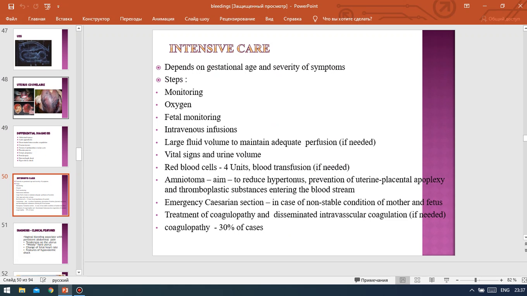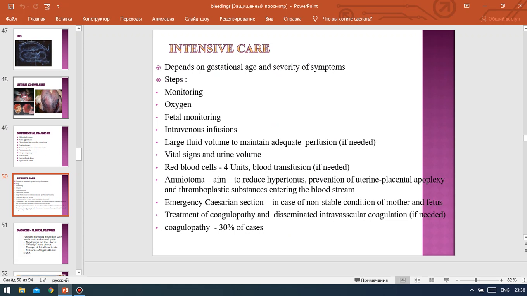Intensive care depends on gestational age and severity of symptoms. The first step: monitoring, oxygen, fetal monitoring, intravenous infusions. A large fluid volume to maintain adequate perfusion if it's needed. Vital signs and urine volume, red blood cell units, blood transfusion if it's needed.